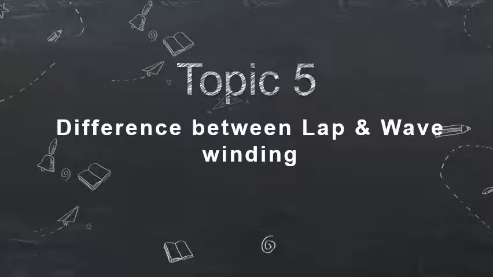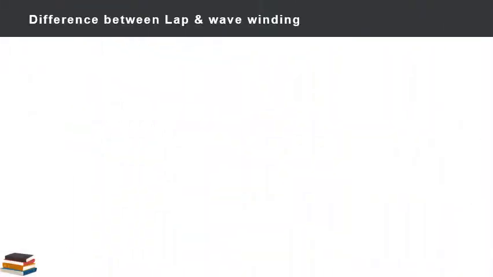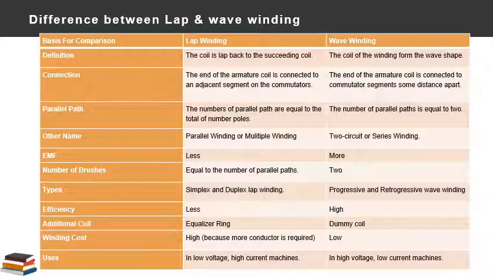Now we will move to the next topic, difference between lap winding and wave winding. In the previous slides, we discussed the various important points regarding the design of lap and wave winding. In our next topic, topic number 5, we will study the difference between lap and wave winding. So by using this table, we can differentiate lap and wave winding.